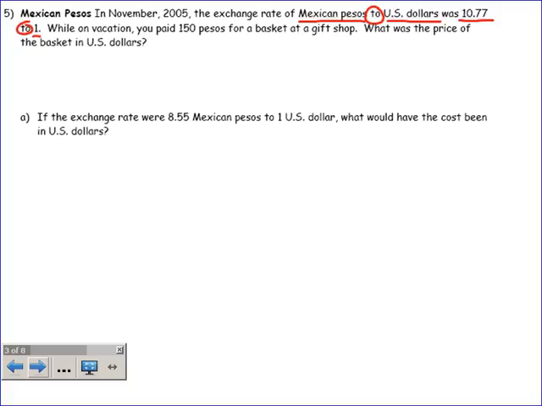So again, we're writing 10.77 to 1. This is kind of like dollars. This is the pesos. So if they paid 150 pesos, that goes up top. And you're trying to figure out the bottom one.